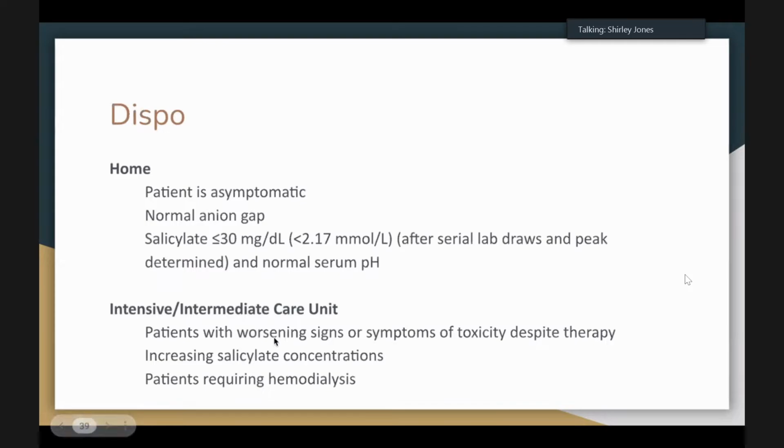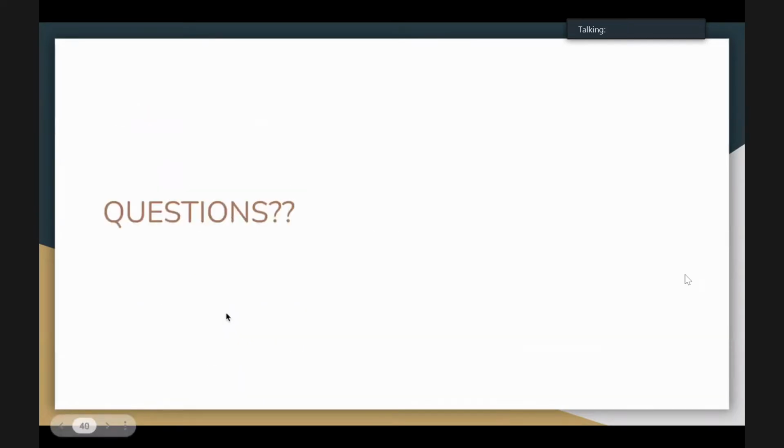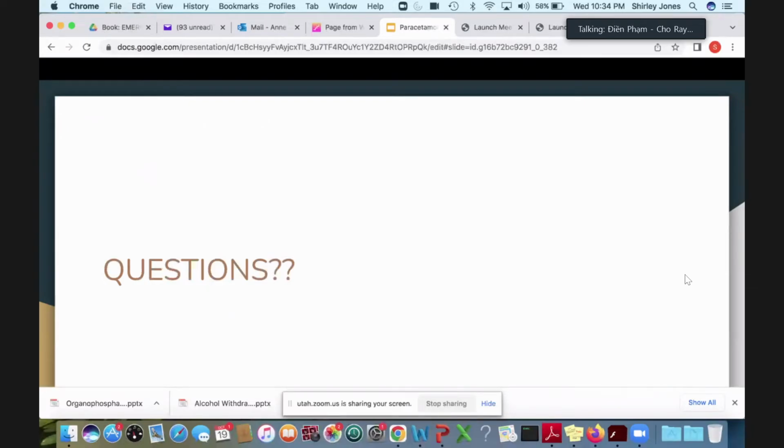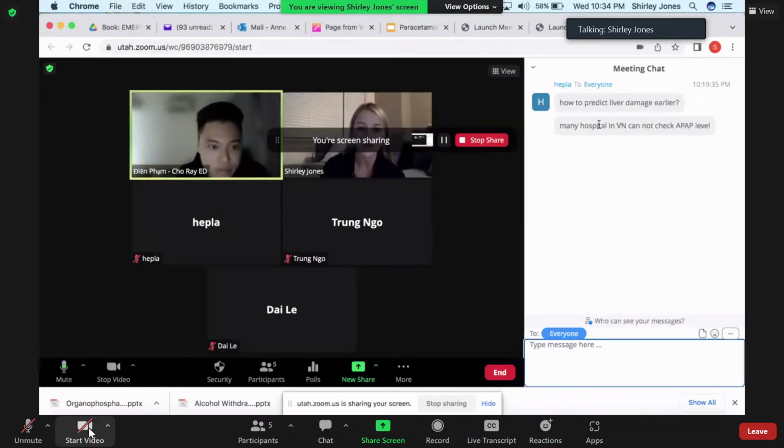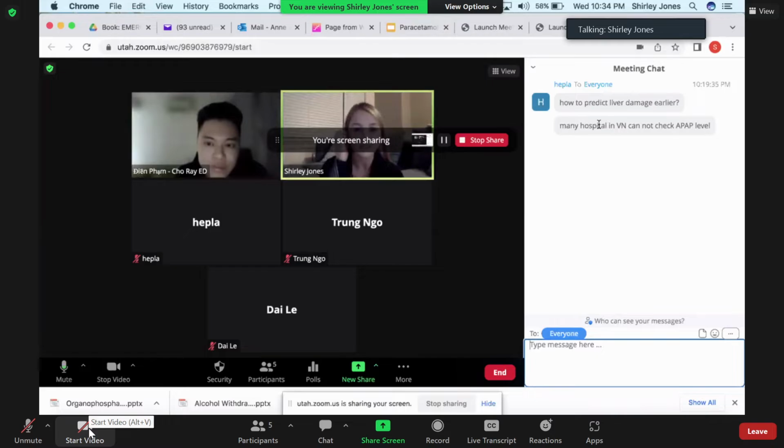So disposition: we can discharge any patient that is asymptomatic with a normal anion gap, salicylate level less than 30 after serial lab draws, and normal pH. Anybody else, you admit them, and if they have really bad toxicity requiring hemodialysis or anything, you admit them to the ICU. So I will pause. Any questions before we go on to the questions?